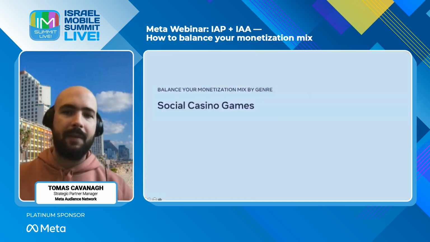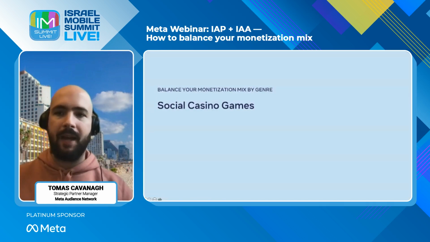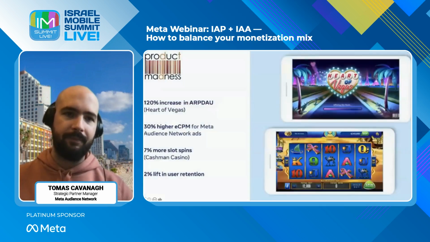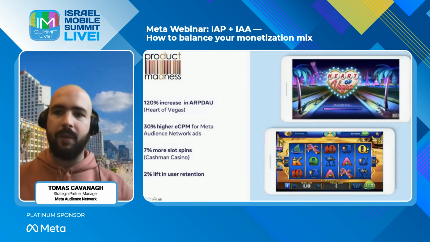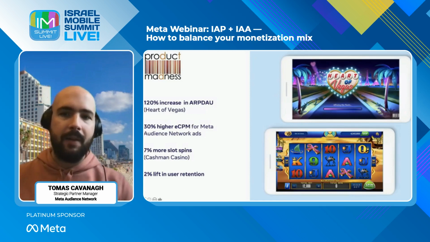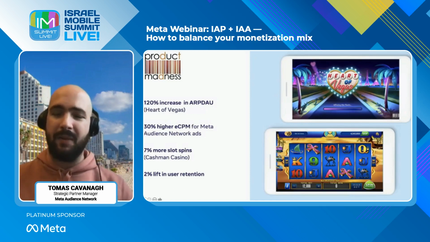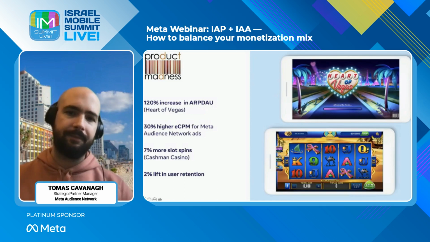Finally, we'll look at Product Madness as an example of how a social casino game can find the right monetization mix for their genre. Product Madness is a leading London-based social casino developer that had long depended on in-app purchases only as a revenue stream for titles, but wanted to explore ads monetization for the first time. But the question on their mind was, will ads disrupt our established IAP player base?